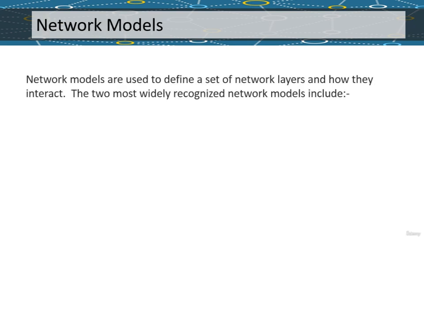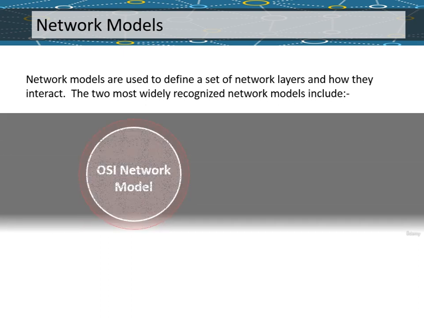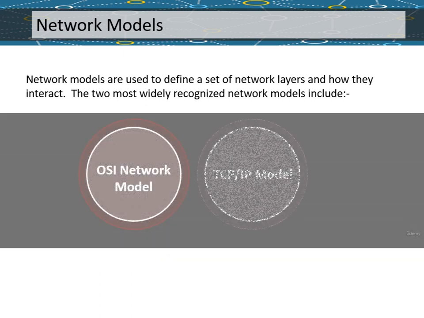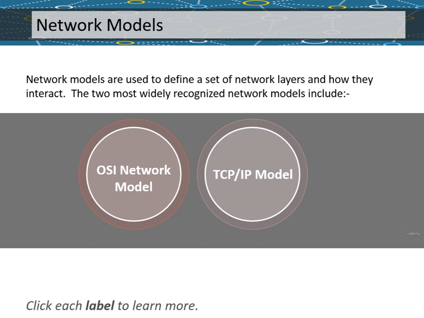Network models. Network models are used to define a set of network layers and how they interact. The two most widely recognized network models include the OSI network model and the TCP/IP model. Let's click each label to learn more.